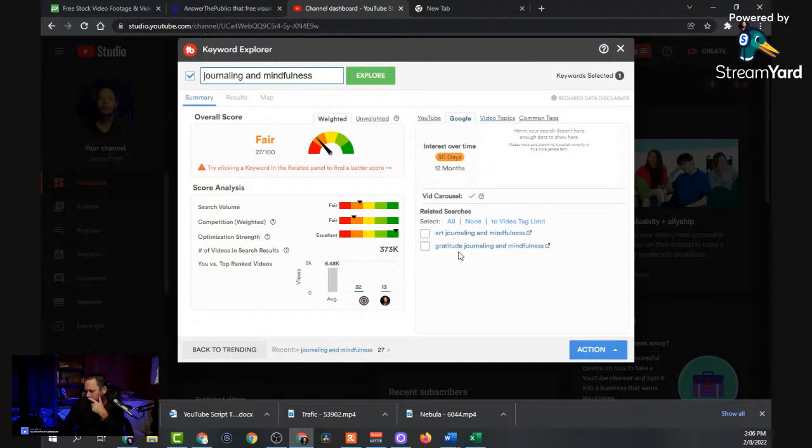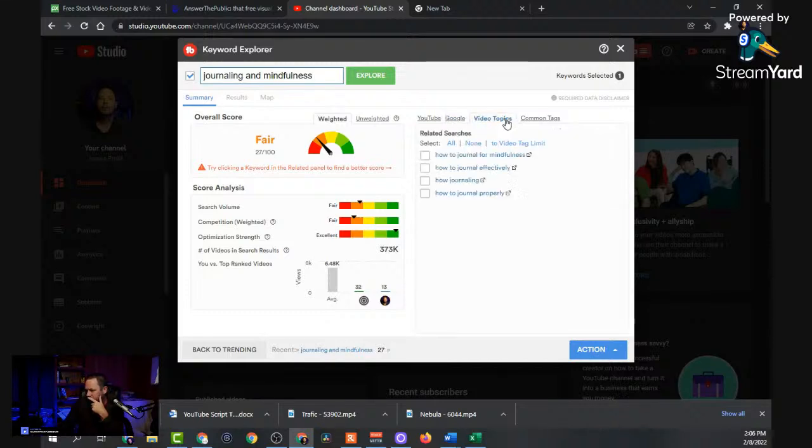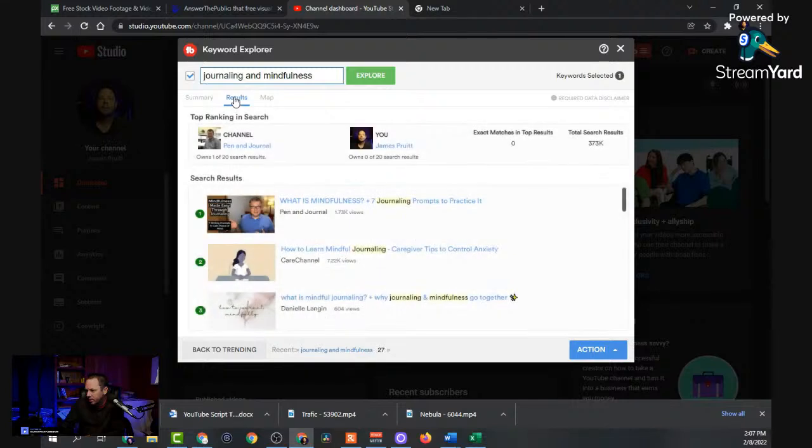Interest over time: gratitude journaling and mindfulness. That's something else that I can look at. That's one of the things I love about this keyword tool with TubeBuddy is I can actually get more search term ideas: how to journal for mindfulness, how to journal effectively, how to journal properly, why journaling is important. Journaling and mindfulness. I actually did a why you should start journaling video just a couple of days ago.